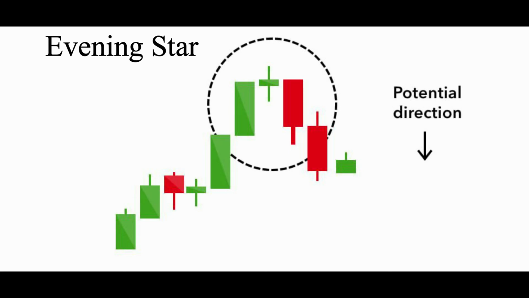Evening star, formed of a candle sandwiched between a long green and a large red candlestick, which indicates reversal of an uptrend, and it is particularly strong when the third candlestick erases the gains of the first candle.